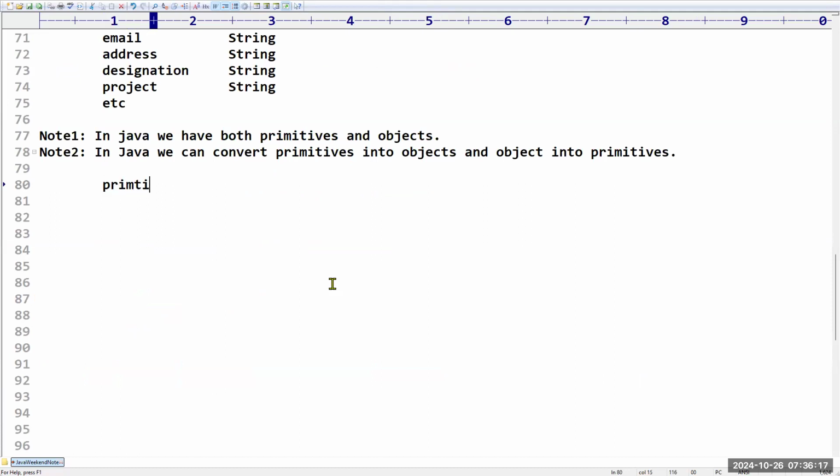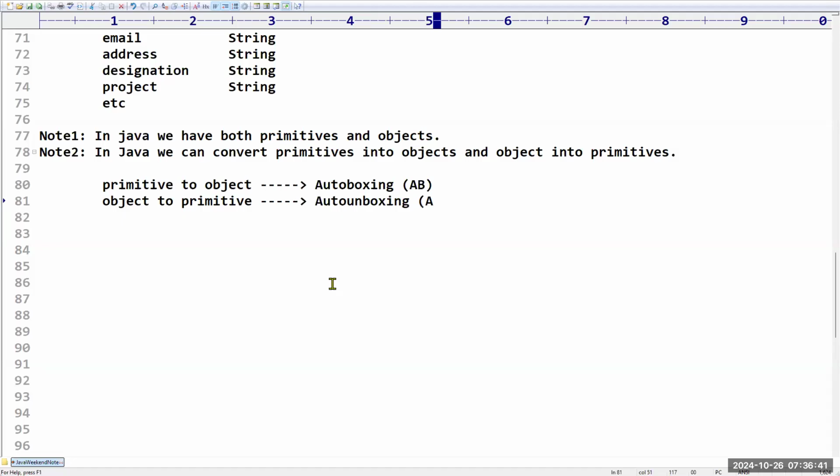Observe carefully. If you are converting a primitive to an object, this process is called autoboxing. And if you have an object and you want to convert it to a primitive, then it is called auto-unboxing. Some people may have a doubt, sir, what is this object, primitive, something like that.